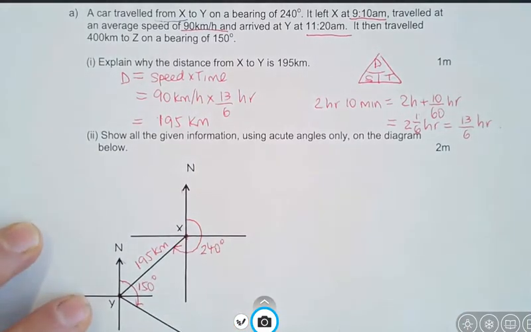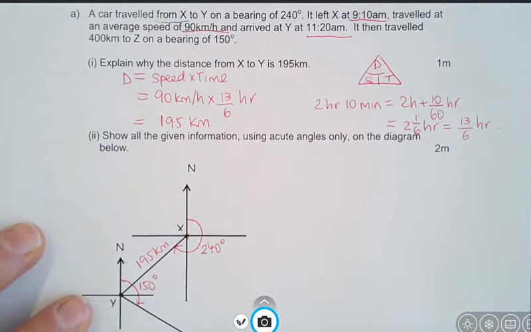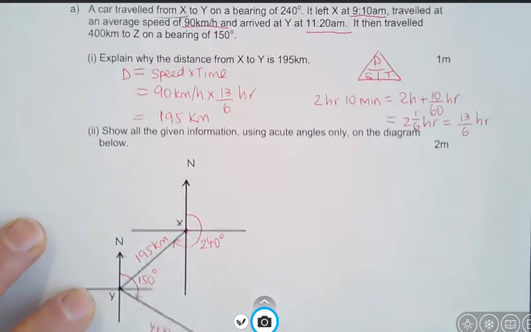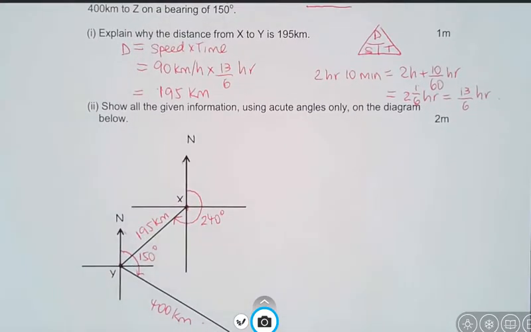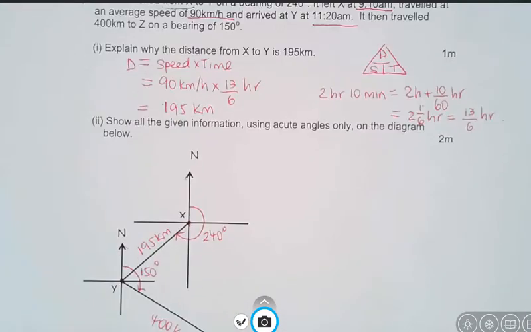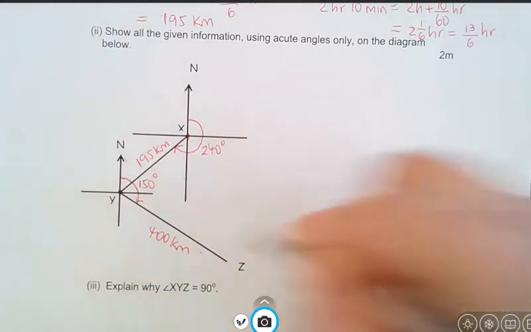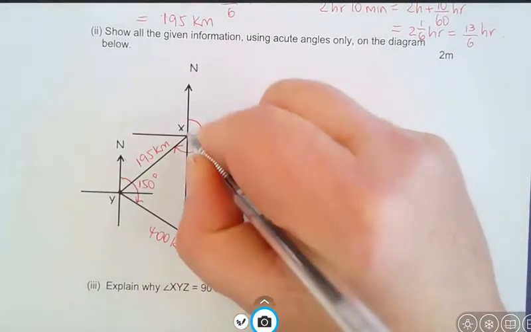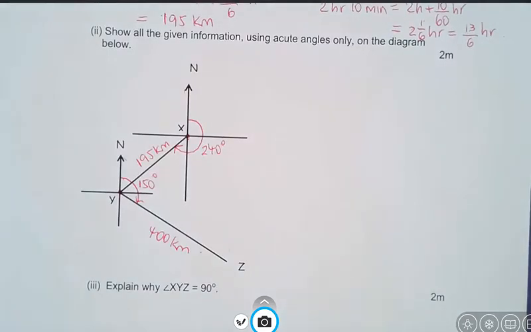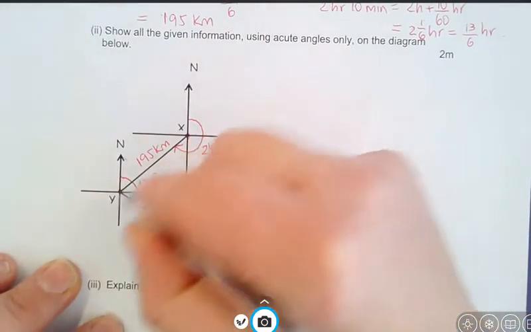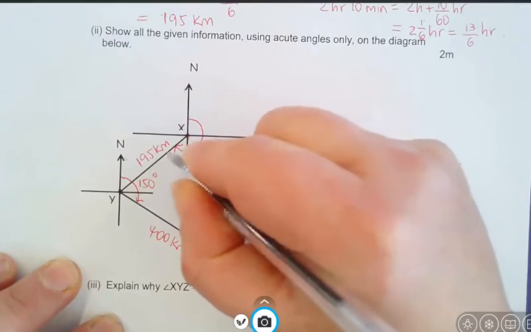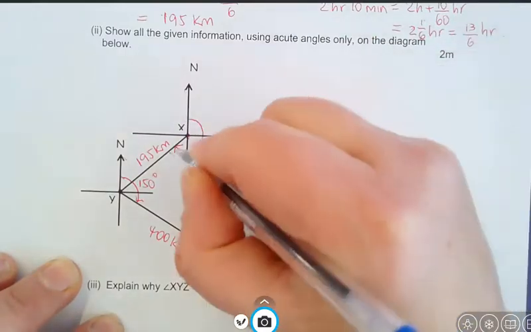Okay, now. It then travelled 400 kilometres on a bearing of 150 degrees. So this is what we've got. Now the next question says to explain, are we all good? It says to explain why angle XYZ is 90 degrees. XYZ. Why is it 90 degrees? Now girls, when you're doing this, you need to work with alternate angles and things like that. So girls, what's this bit here? If that's 240 all the way there, what's this little bit here?